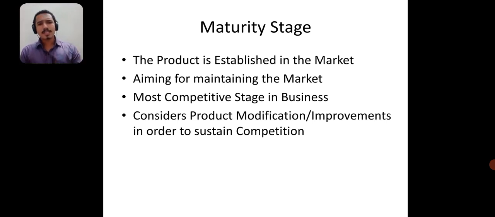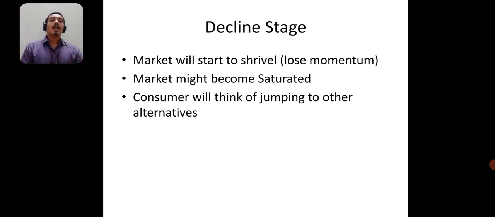When competitors are entering the market, or our products are not being sold to an extent, or people are not liking our product, we'll have to come up with something new, right? That needs to be done in this stage. And if we cannot do that, we come to a decline stage. The market will start to shrivel, that is, lose momentum or come down. The market might become saturated, there will be no increase, it will come down, and consumers will think of jumping to alternatives.